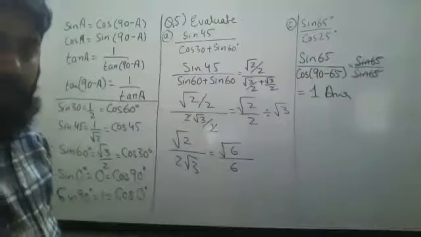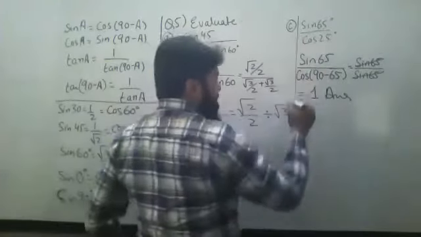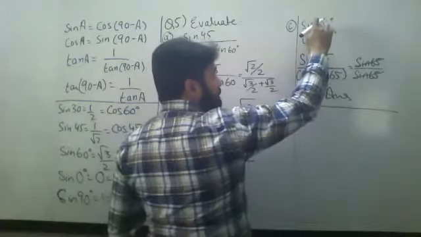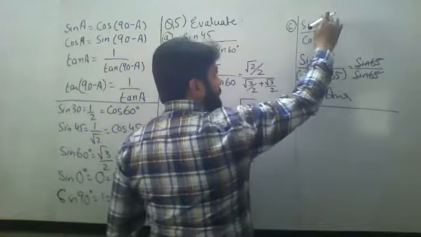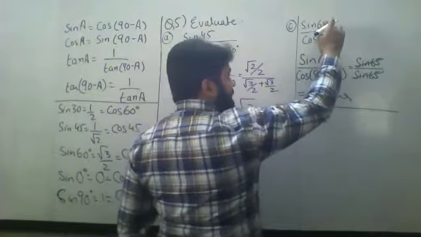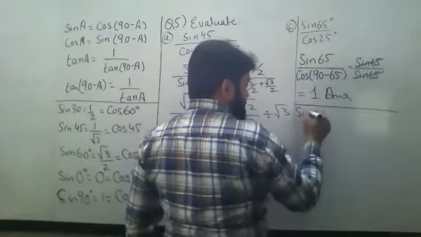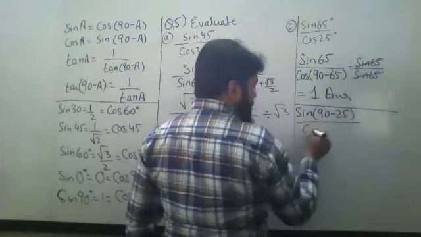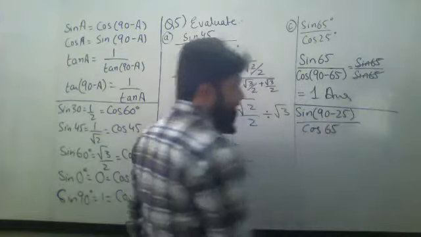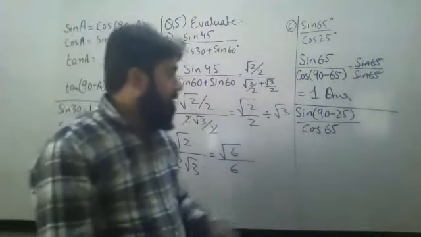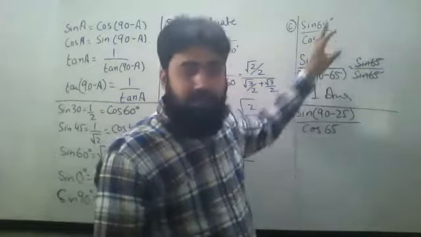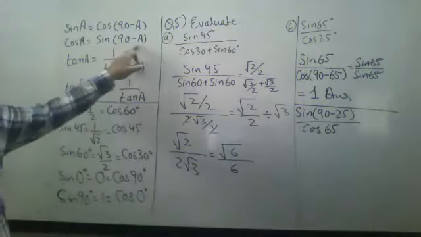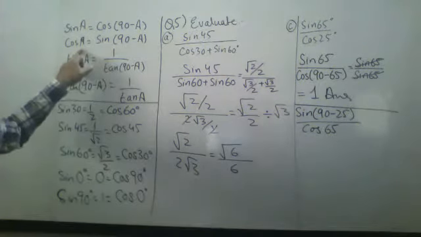Now the same question I can do by changing this one also. How? Sin 65 is written, and the sum of these two is 90. So I can write this one as sin (90 minus 25) over cos 65. 90 minus 25 will be 65, simplified. And sin (90 minus A) equals cos A.